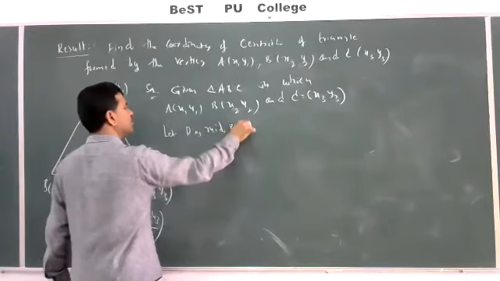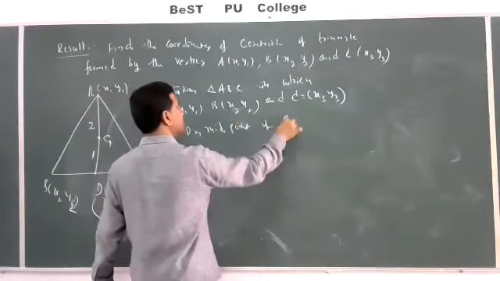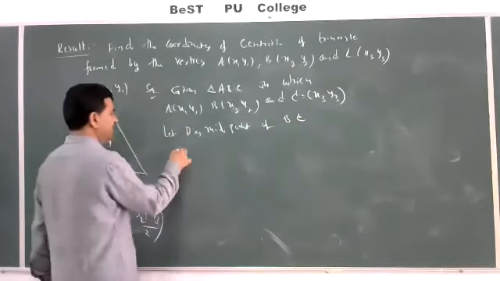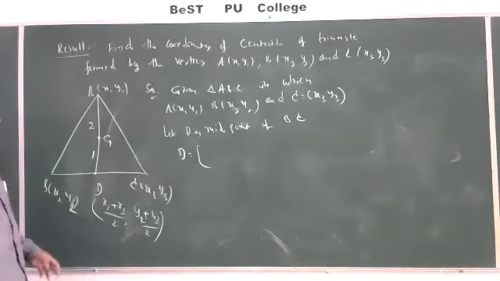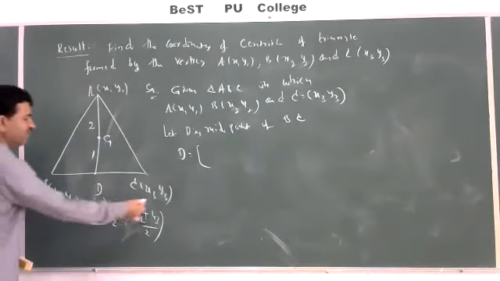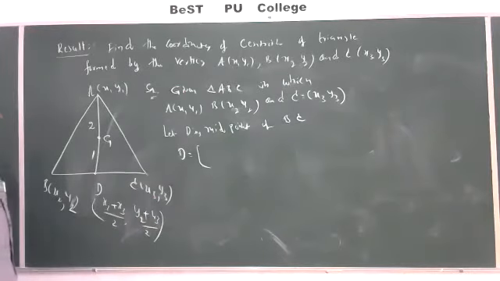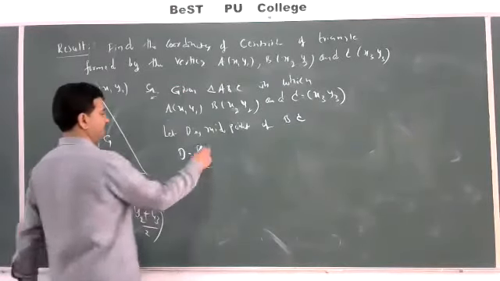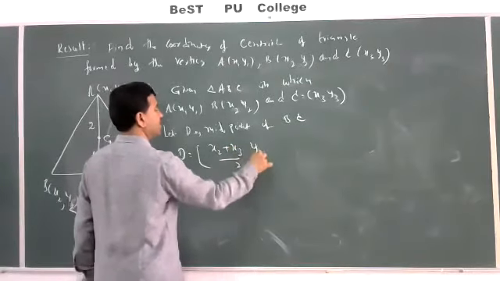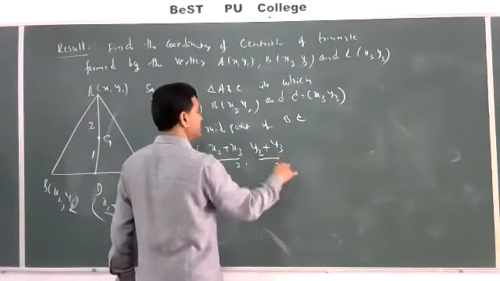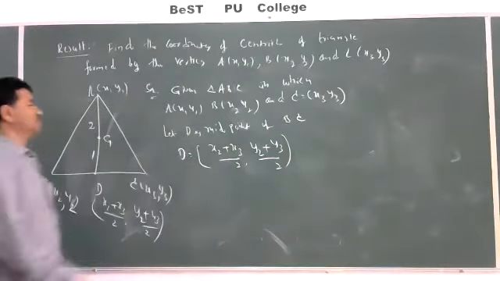So what are the coordinates of D? Write the coordinates of D. D is the midpoint of (x2, y2) and (x3, y3), using the midpoint formula: ((x2 + x3)/2, (y2 + y3)/2), the midpoint of the two points.